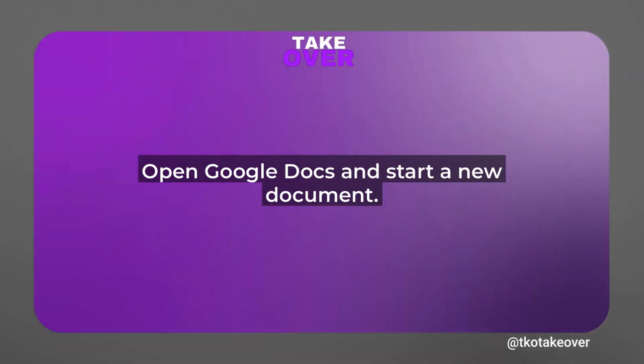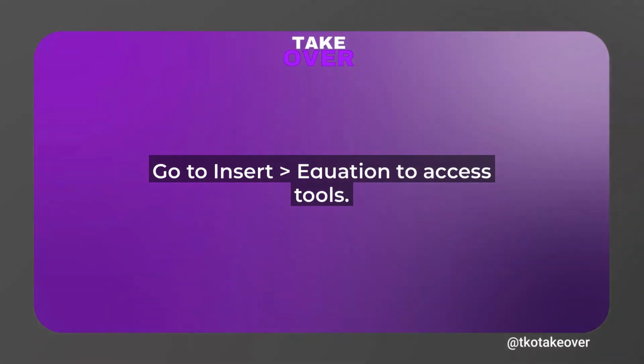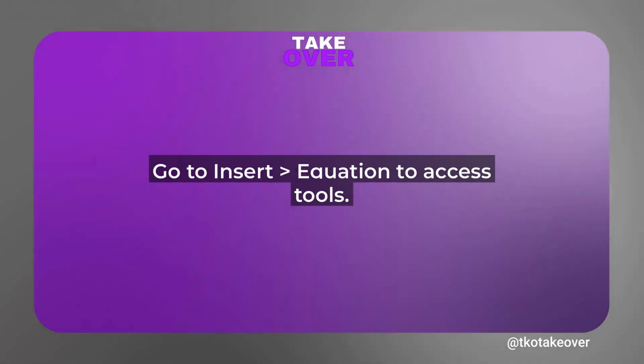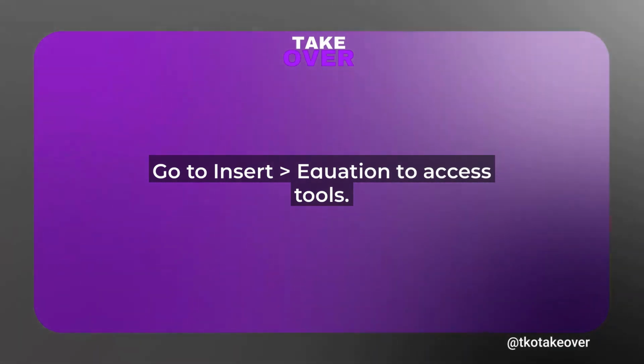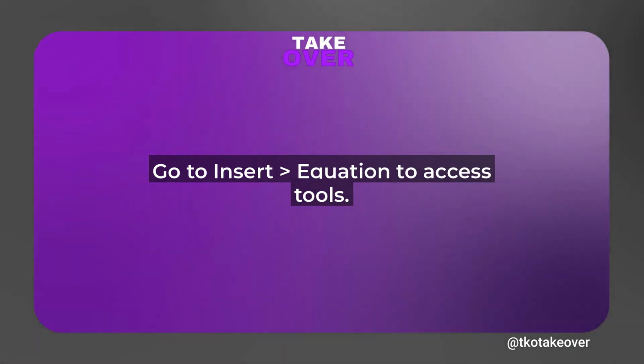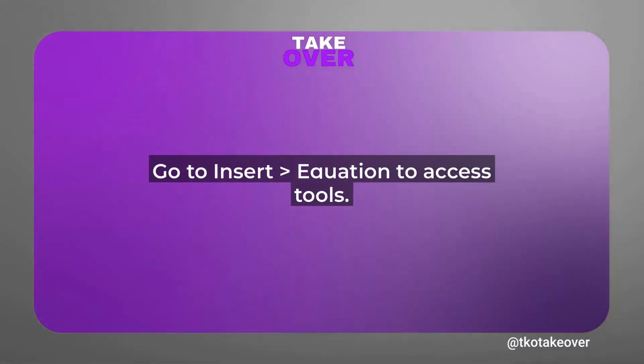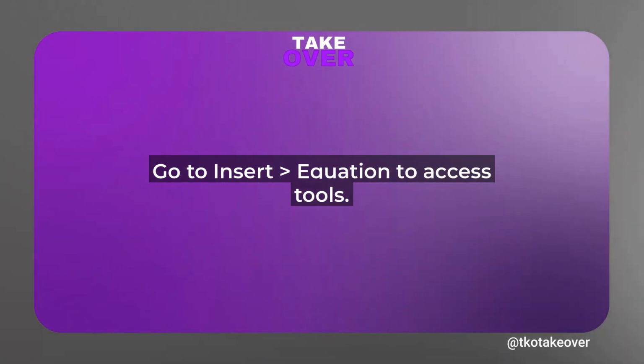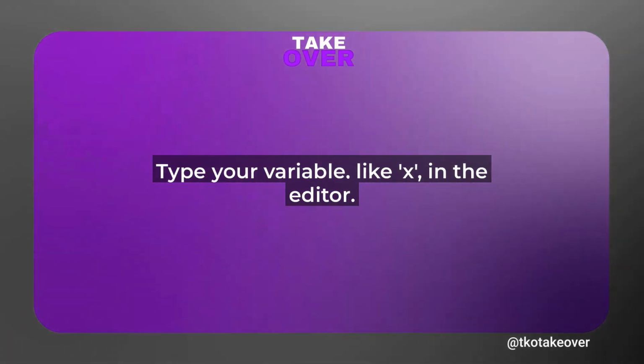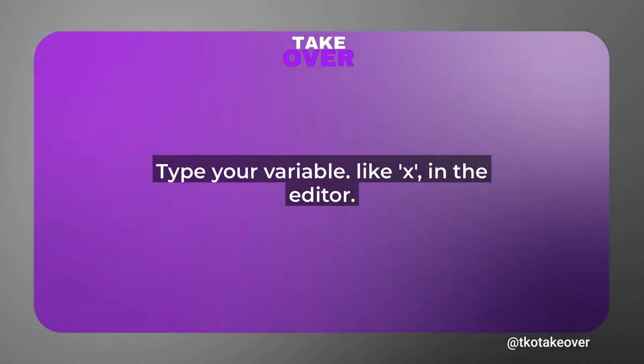Let's jump right in. First things first, open up Google Docs and create a new document or open an existing one where you need the symbol. The easiest way to insert X bar is by using the built-in equation editor. Simply go to the menu bar, click on Insert, and then select Equation. This will open a toolbar specifically for math and symbols. It's like a playground for equations.